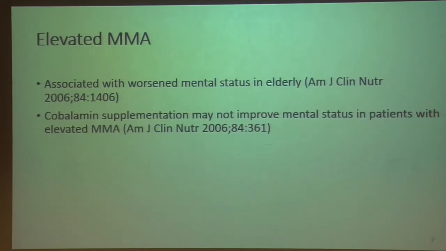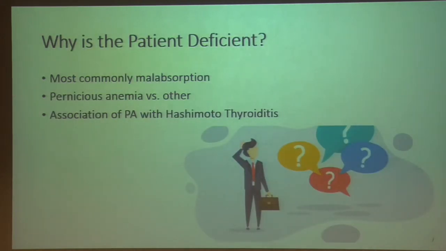Okay, an elevated MMA in the nutrition literature is associated with worsened mental status in the elderly. And as we've known, when we fix B12 deficiency, the neuropsychiatric changes that we see are not always improved. And that's in fact true in patients with an elevated MMA as well. So let's get back to our patient. Our patient is 52, diabetic, on metformin, and the question is, why is the patient deficient? And does it matter? Perhaps that is an even bigger question.